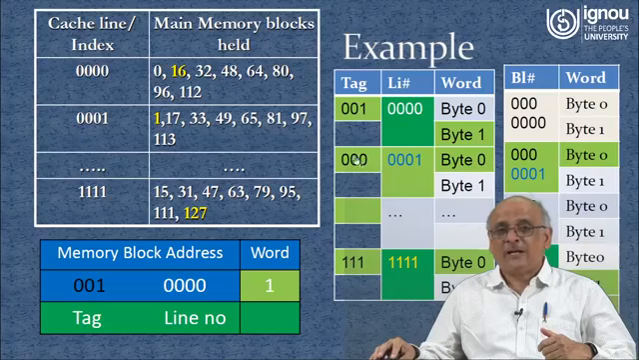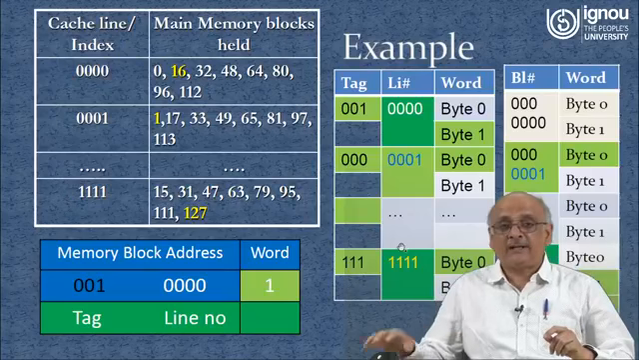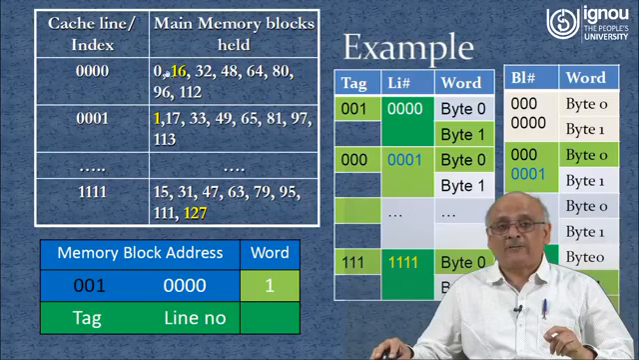Now, why direct mapping? It is very simple and very inexpensive, but it has a major problem. If a program accesses two blocks that map to the same line repeatedly, then every access will result in a cache miss. That is one of the major problems. For example, in our case, if we are referring to 16 and 32 repeatedly, these two locations, then every time you will have a miss. First you access 16, then you access 32.